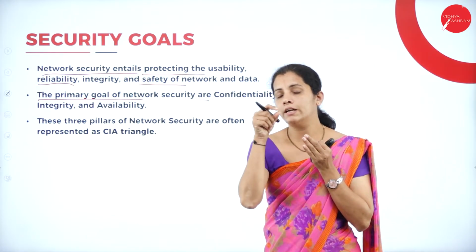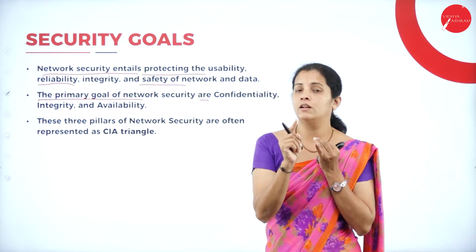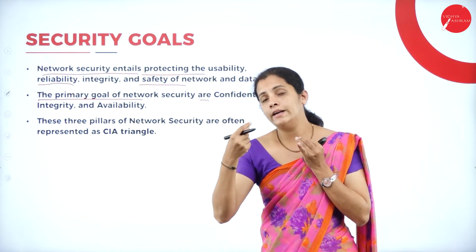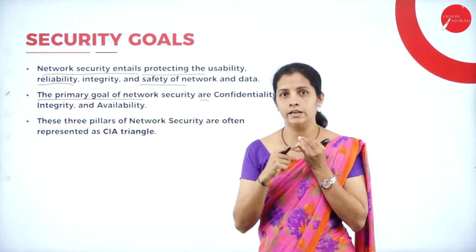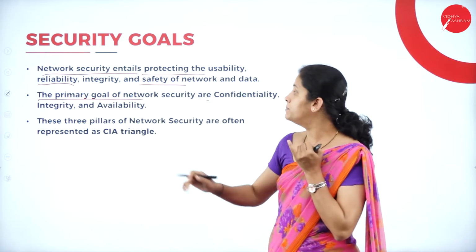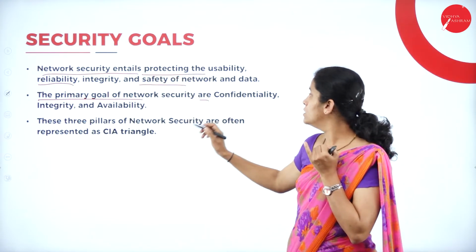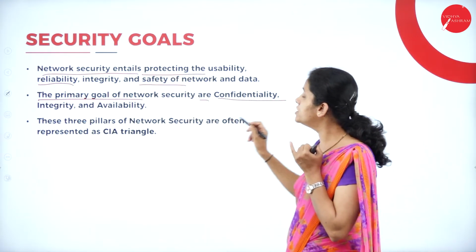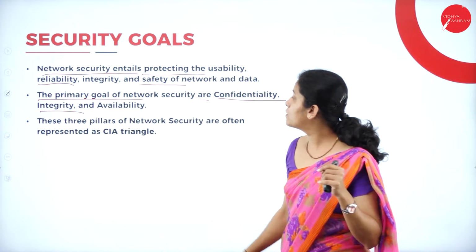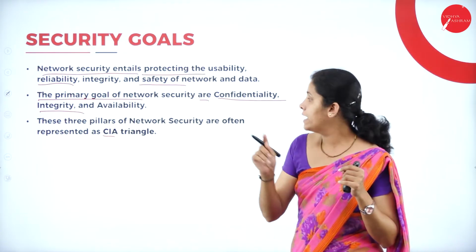That means whatever the data I have, that must be kept confidential, and whatever the data I'm going to receive, that is identical to the sent data, and whatever the data I have, that must be accessed by the authorized user. So here the confidentiality, integrity and availability is called the CIA triangle.